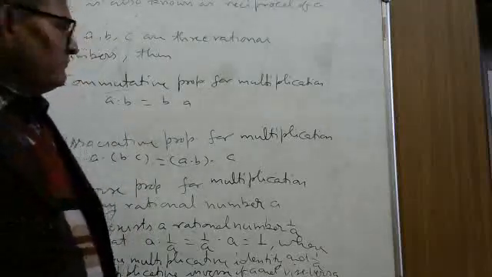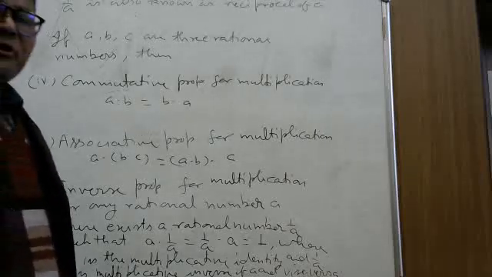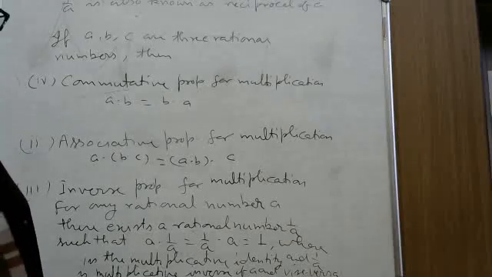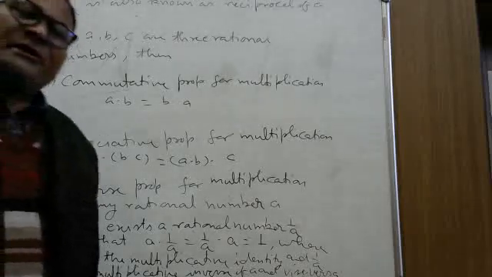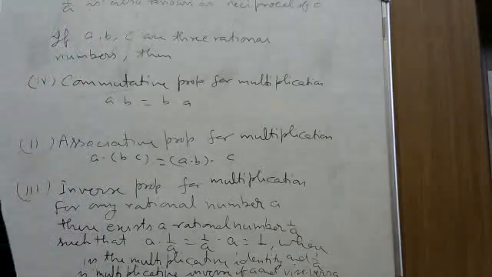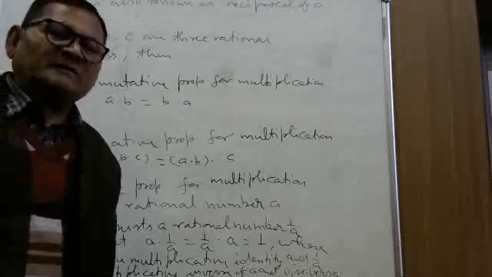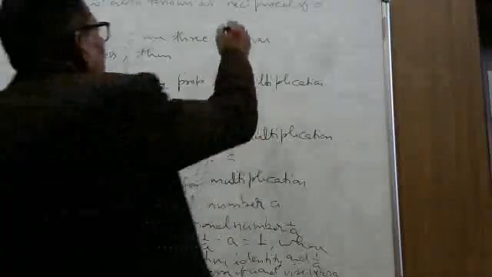Now, commutative property for multiplication, A into B equal to B into A. Associative property for multiplication, A into B into C equal to A into B into C. Inverse property for multiplication, for any rational number A, there exists a rational number 1 upon A such that A into 1 upon A equal to 1 upon A into A equal to 1, where 1 is the multiplicative identity and 1 upon A is the multiplicative inverse of A, and vice versa. 1 upon A is also known as the reciprocal of A.